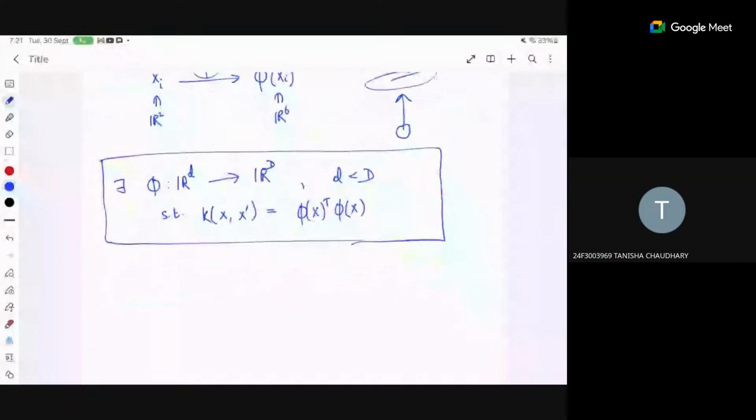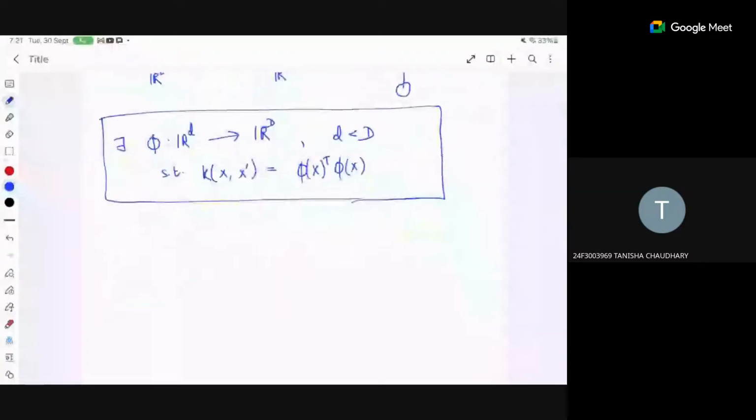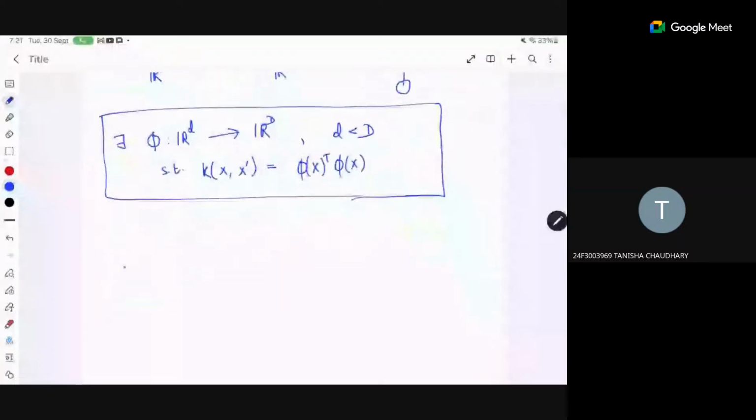Now if you have to do the PCA, as we are saying, wherever my original data set is, let's say it's in small d dimension. Using this mapping function, we brought it to this higher dimension, capital D, and we perform the PCA on this higher dimension, right? We perform the PCA on this higher dimension.